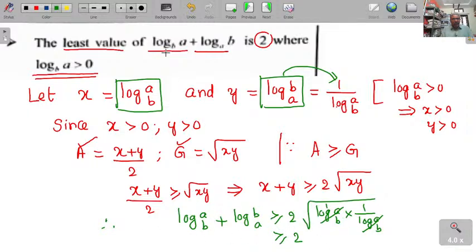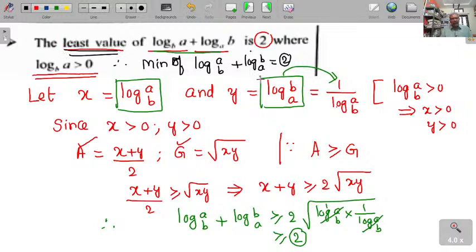So always remember, log a to the base b plus log b to the base a is always greater than or equal to 2. That means the minimum value is 2. So we conclude that the minimum of log a to the base b plus log b to the base a is equal to 2. That's why the least value or minimum value is 2. I hope it's very clear to you.